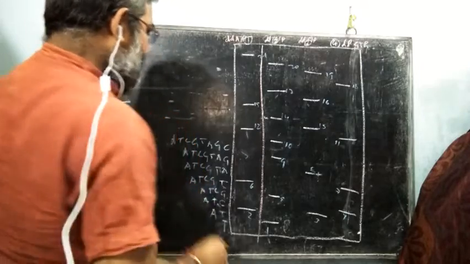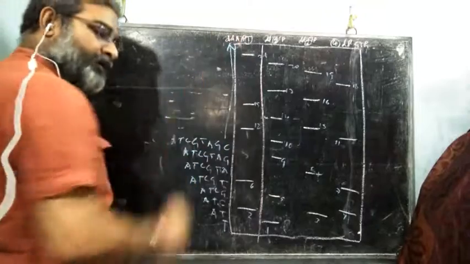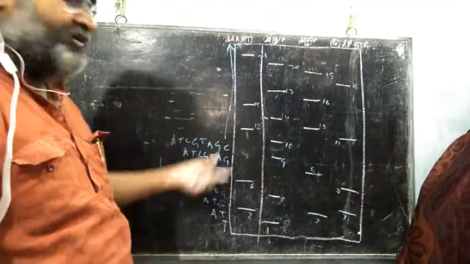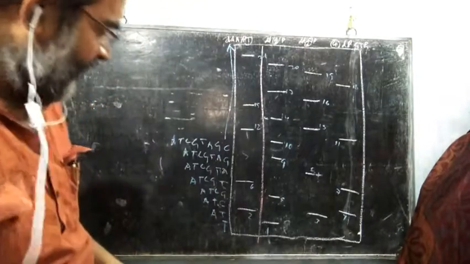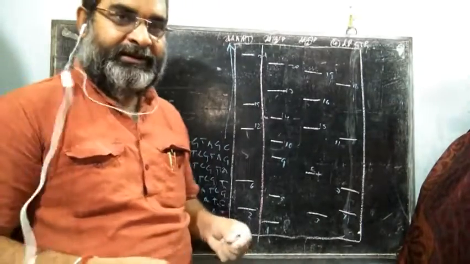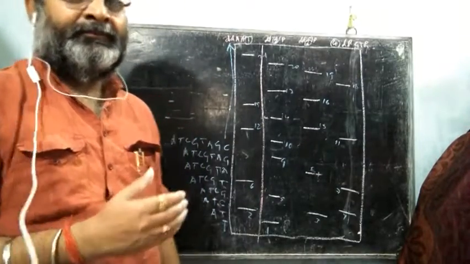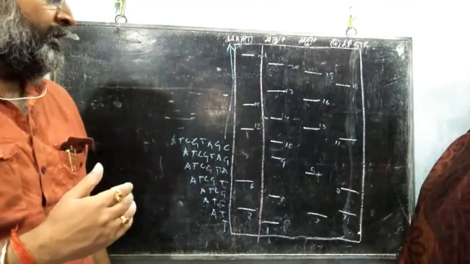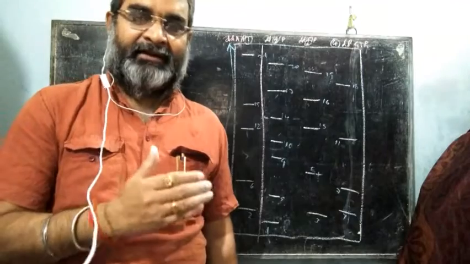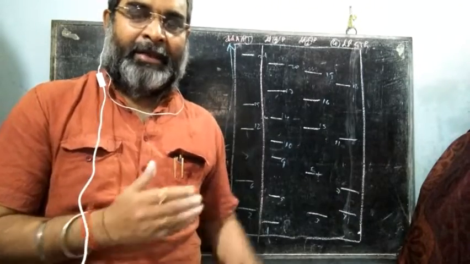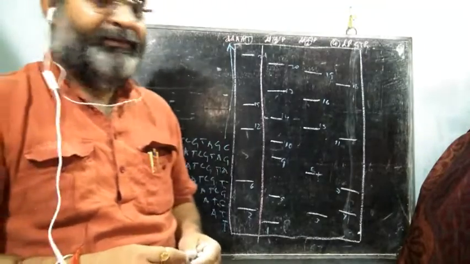C-G-A-T-G-C-T-A. Finally, we are in a position to analyze all the DNA sequences. The chain termination process is better than the Maxam-Gilbert method, but it also has some limitations.